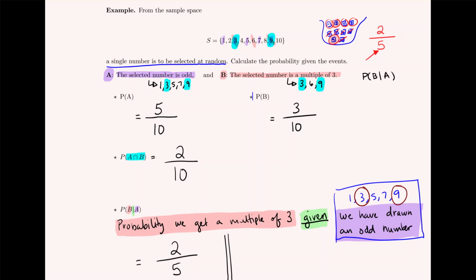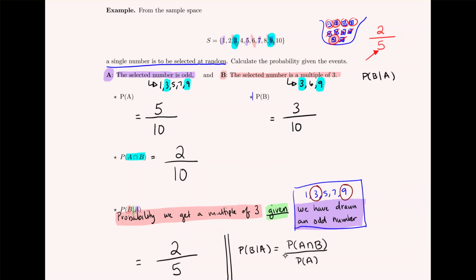So looking at our previous page, we can copy down the formula. From our previous page of notes, I've copied down this formula. The probability that B occurs given A has already occurred is the probability that they both occur divided by the probability of A. Now we happen to already calculate the probability that they both occurred. That was earlier and we found it was 2/10. We also know the probability that A occurs is 5/10.